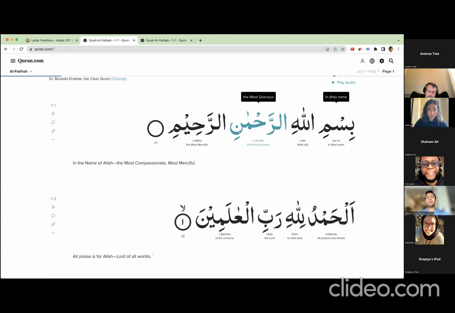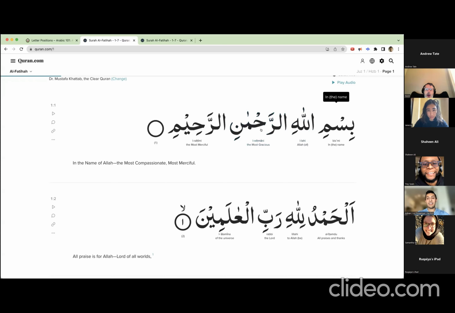So Ar-Rahman. All together, what we read is Bismillahir Rahmani, so it has this liaison between the words. Now, why is Rahman with the kasra at the end? Because it is an adjective describing Allah, and so it takes the same case. This has a kasra, this has a kasra at the end.